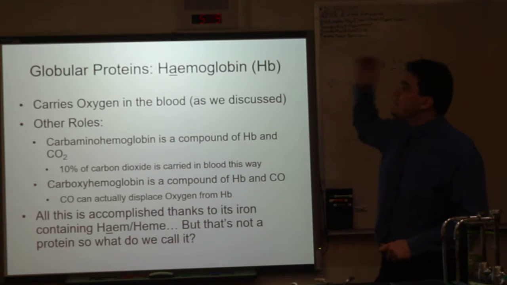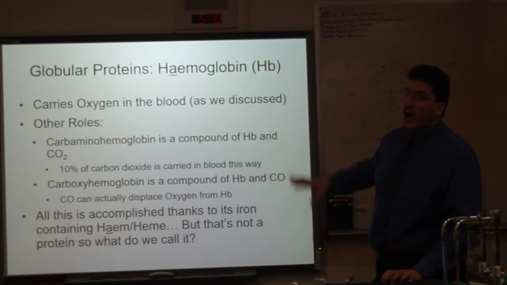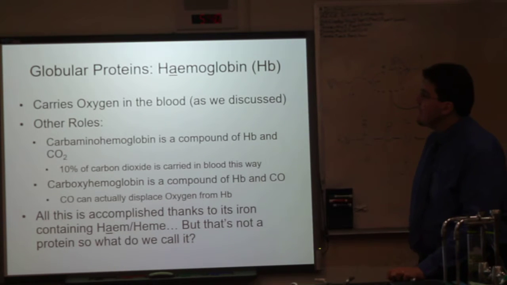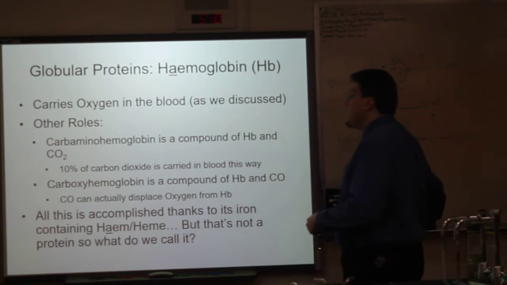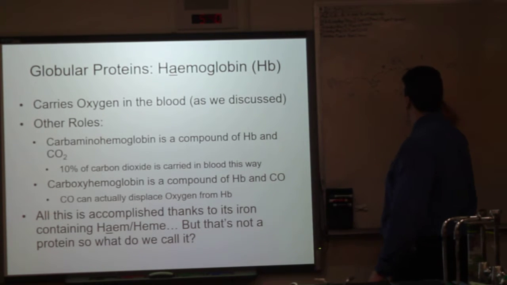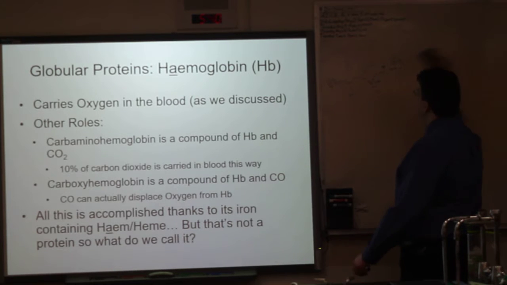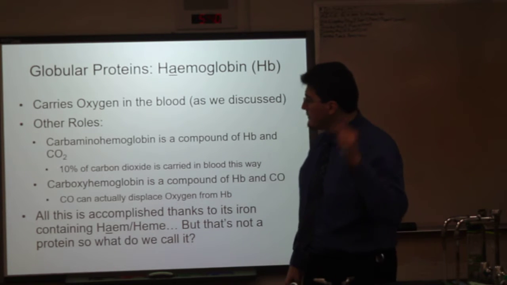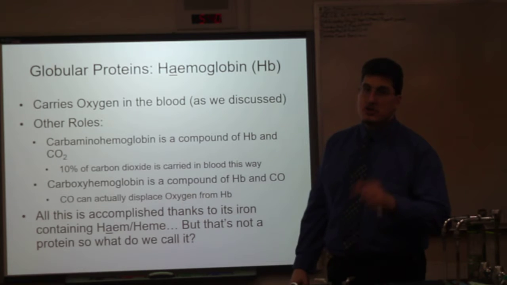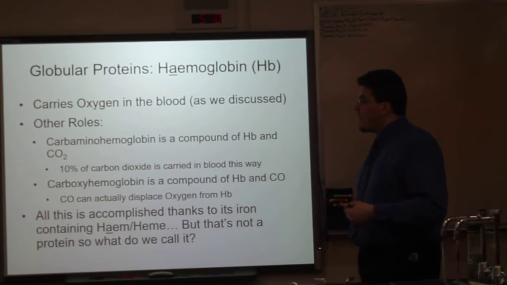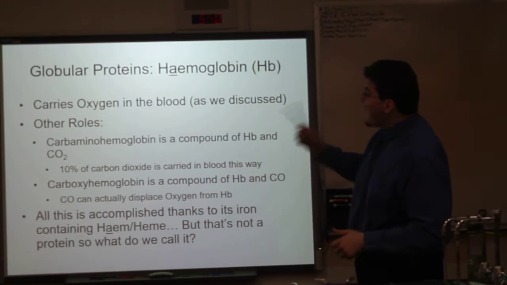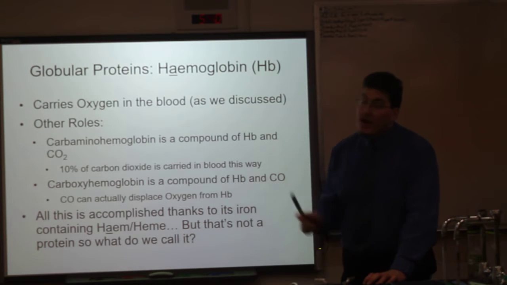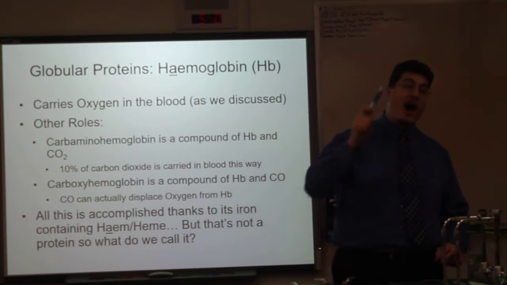So, globular proteins, hemoglobin. Hemoglobin's job, and we'll talk about this much more in Unit 4, is to carry oxygen in the blood, as we discussed. It also has other roles. For example, carbaminohemoglobin is a compound of hemoglobin and carbon dioxide. 10% of carbon dioxide will be carried in the blood in this way, bound to the terminal amino end of hemoglobin. Carboxyhemoglobin is a compound of hemoglobin and carbon monoxide. Carbon monoxide actually displaces oxygen from the iron of the heme group.